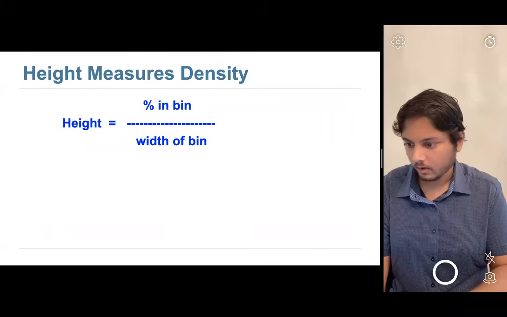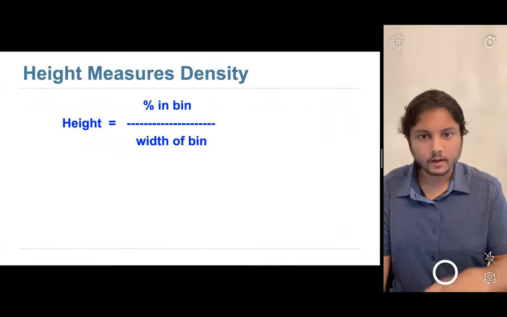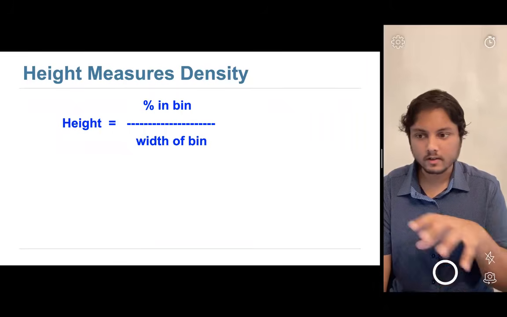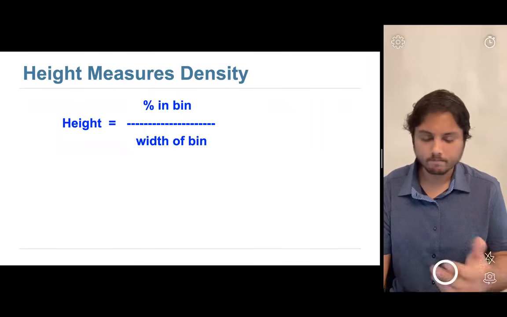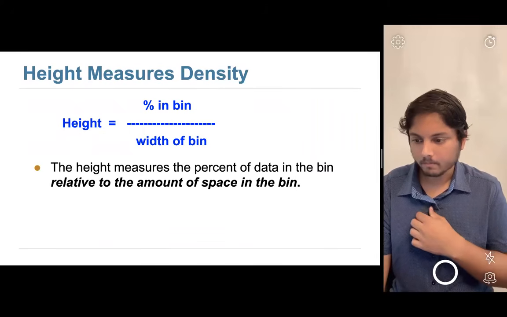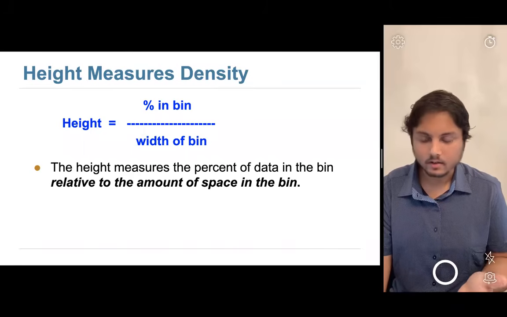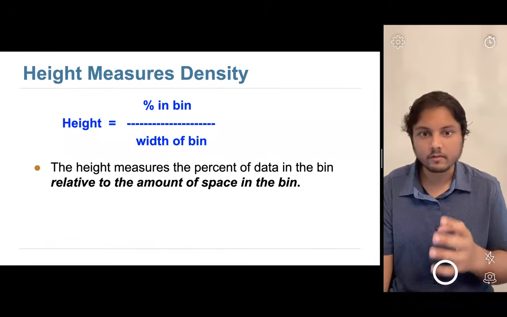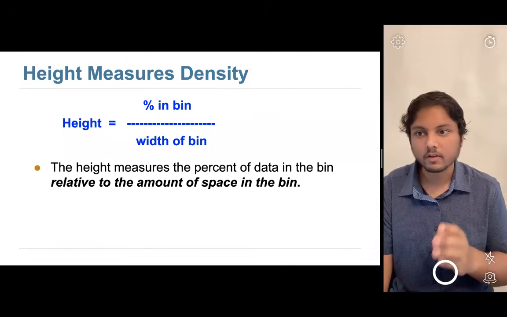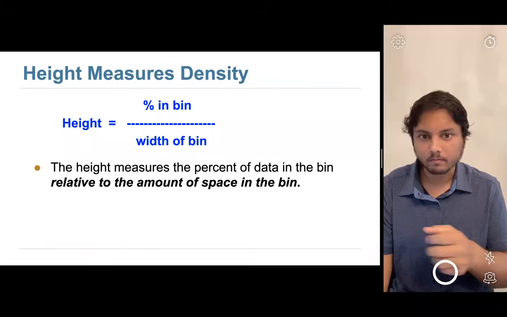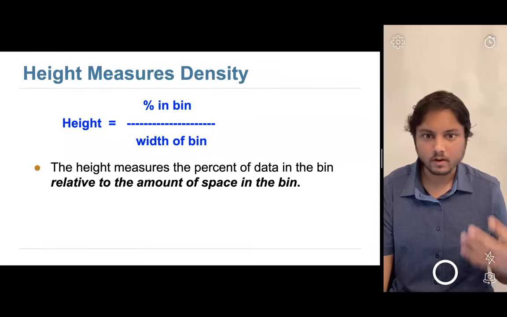This is the general way to calculate the heights in a histogram. Just take the percentage that's in that bar, and then divide by the width of the bar. That gives you the height. And so the height measures what we call density. Again, density is like crowdedness. Do you have a lot of individuals occurring in that bin, or not as many? It's like, how crowded is it?